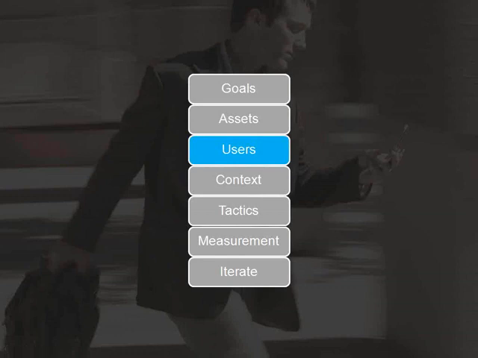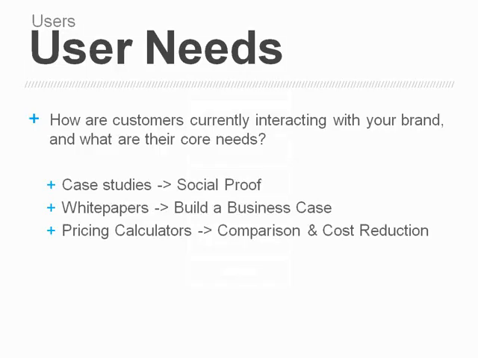Now that we've considered our goals and we've reviewed our assets, the next step in all of this is understanding our users, knowing who our users are and how they interact with our brand. So if you haven't done so already in the past, this is where personas, for example, are very valuable. And if you also haven't done so in the past, this is also a great point to conduct a little bit of research.